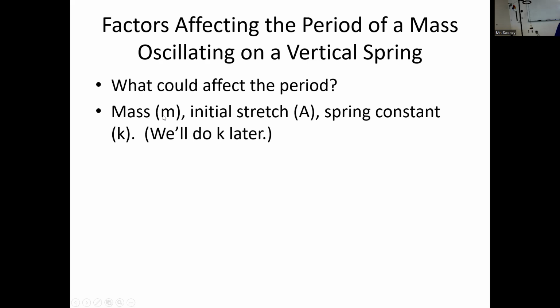So we can affect the mass, M, the initial stretch. I would like you to write initial stretch from the equilibrium position. Call that A, and the spring constant, which we could use K. We'll do K later. You're going to do one of these two, the mass or the initial stretch.